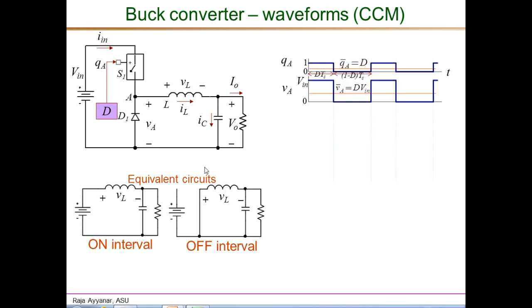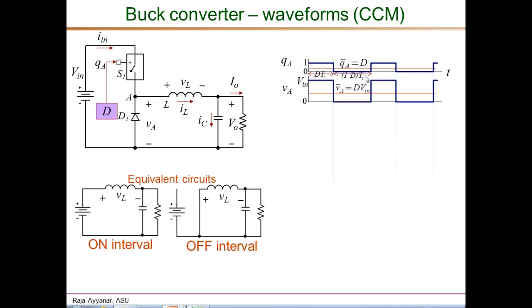Now for a given operating condition and for a given duty ratio, this is how the drive signal Q sub A looks like. Essentially when Q is 1, the switch is on, and this period is D times TS interval, and when Q is 0, the interval is 1 minus D times TS duration.